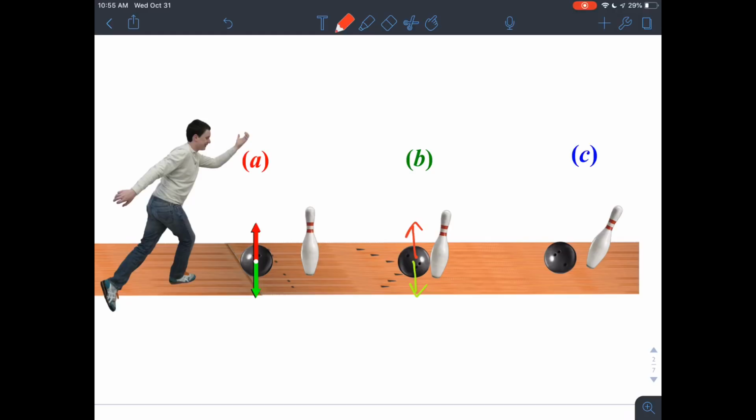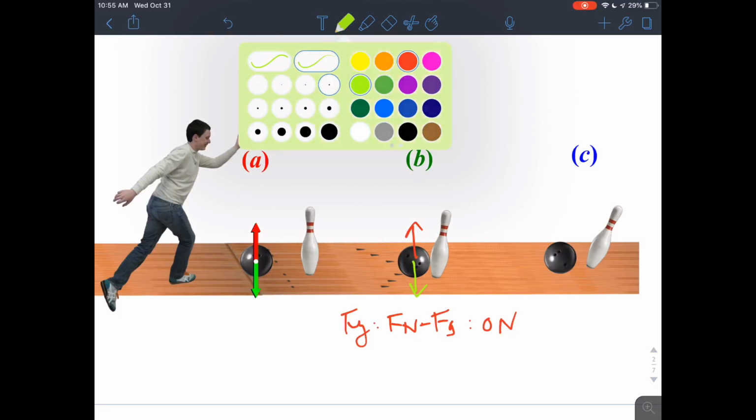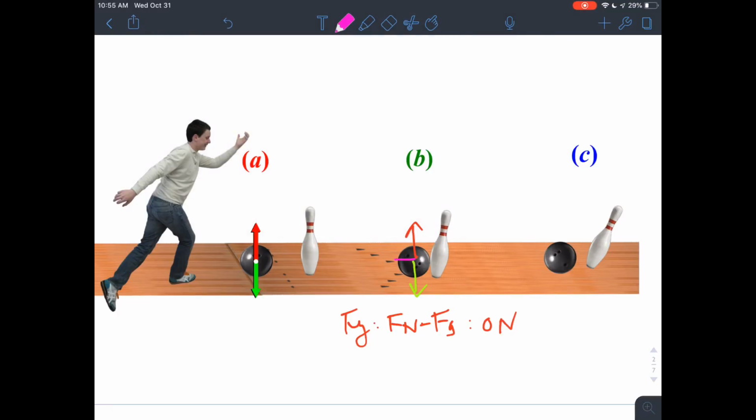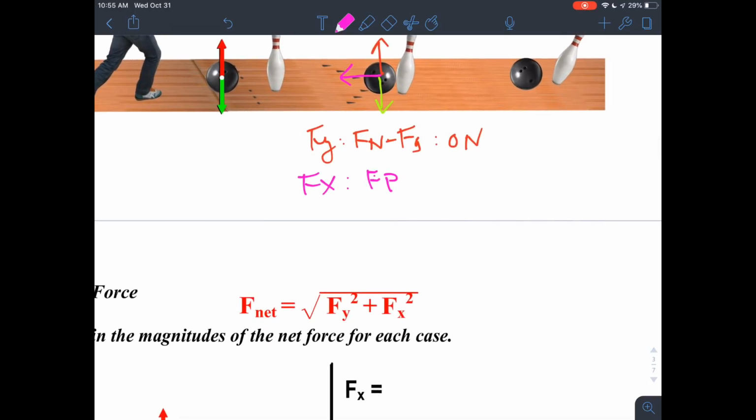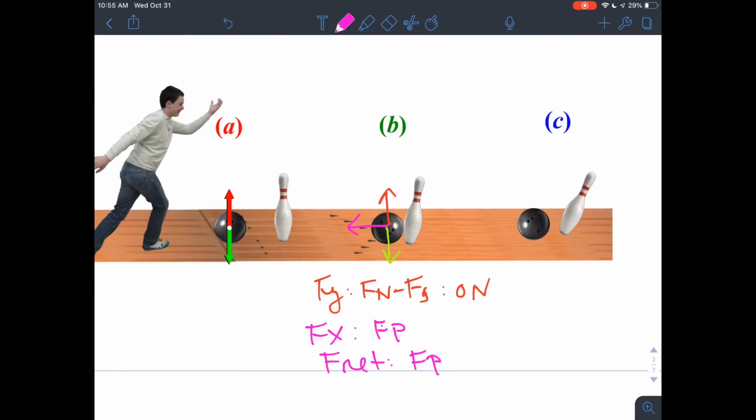And we know that for this one, our Fy is going to be Fn minus Fg, and that's going to be 0 newtons. But also, we have another force here, and this force that we have on the ball is going to be the pin pushing back on the ball. So Fx is just going to be the pin, or Fp, the force of the pin, which is going to be non-zero. So there is going to be an F net, and in this case, the F net is just going to be the force of the pin. So the pin pushes on the ball, and it causes the ball to slow down just a little bit.